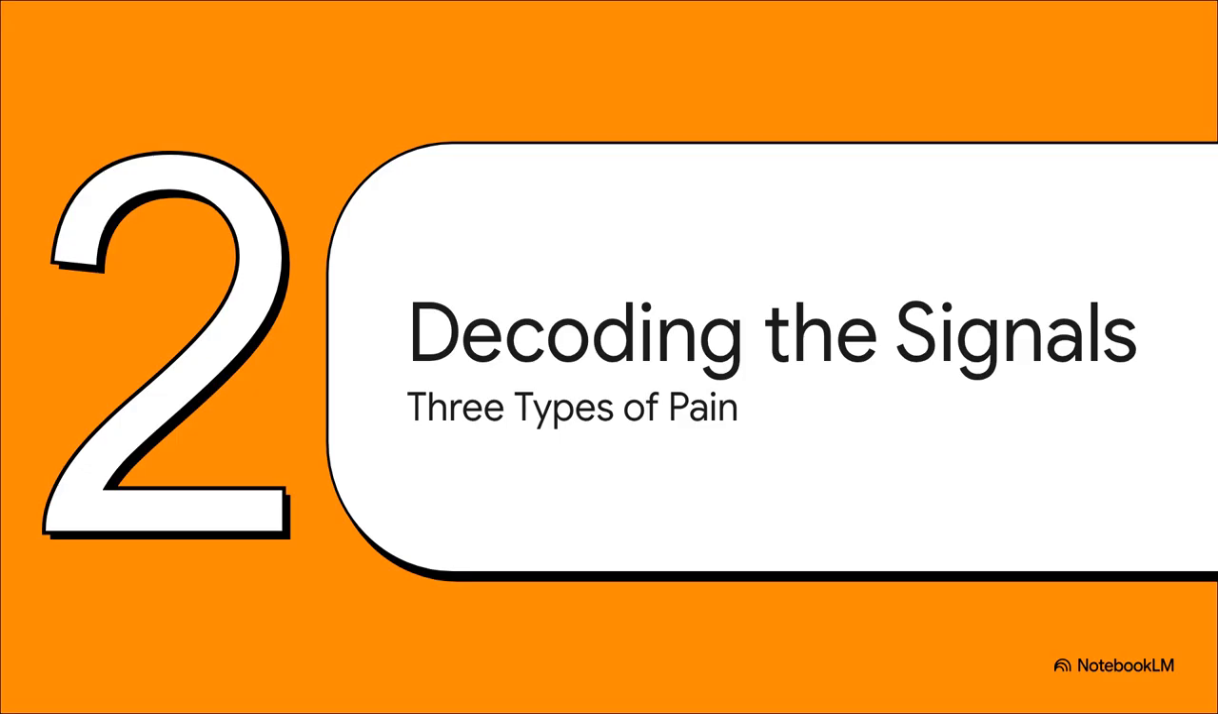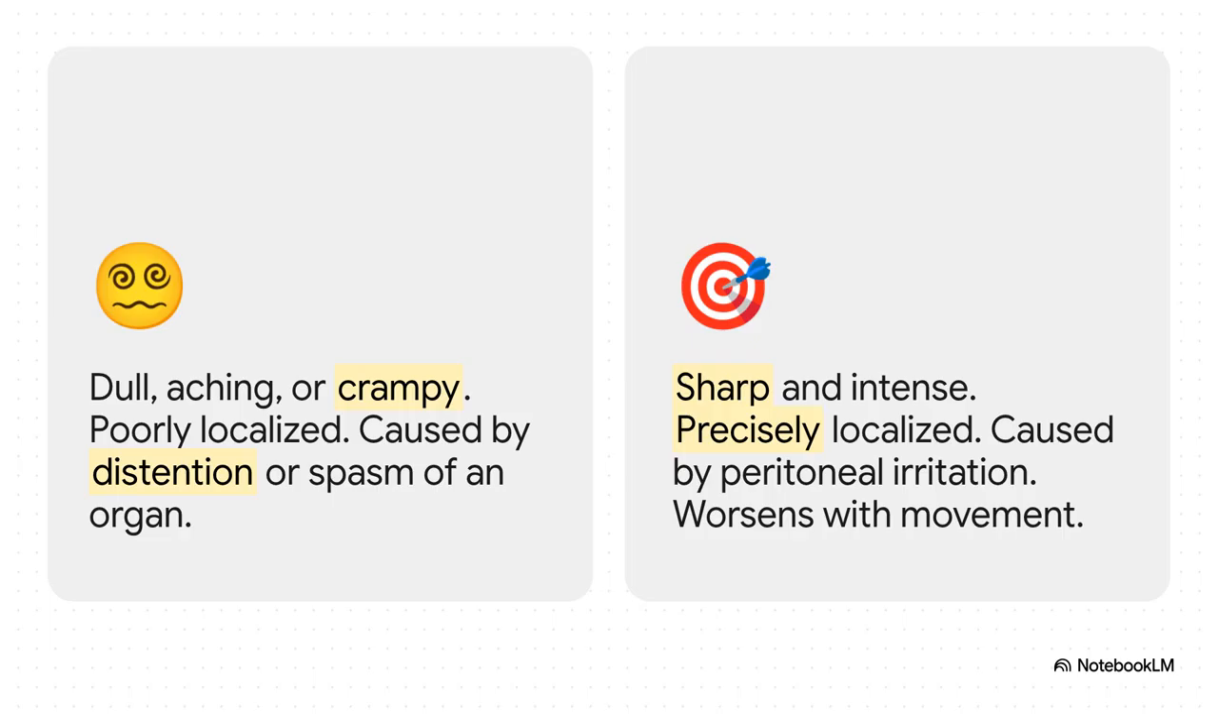Well, first you have to learn to speak the body's language. The pain itself, its character, its quality gives you your first massive set of clues. Okay, this is so important. We're looking at the evolution of pain. It often starts as visceral pain. That's that deep, dull, crampy feeling you get when an organ is stretched or spasming. It's hard to point to exactly where it hurts.